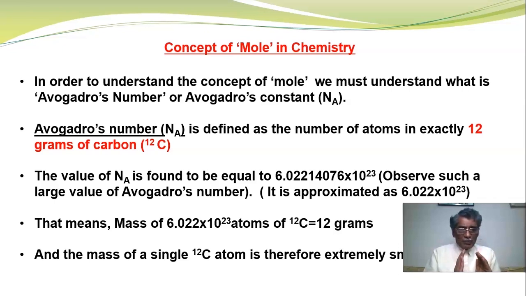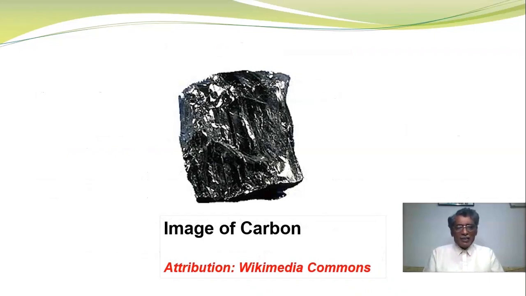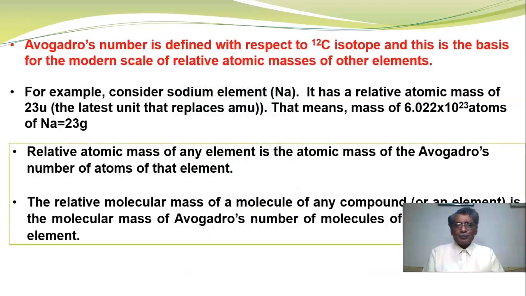That means mass of 6.022 times 10 to the power of 23 atoms of C12 is equal to 12 grams. Therefore, the mass of a single C12 atom is extremely small. You can see here the image of carbon. Avogadro's number is defined with respect to C12 isotope, and this is the basis for the modern scale of relative atomic masses of other elements.